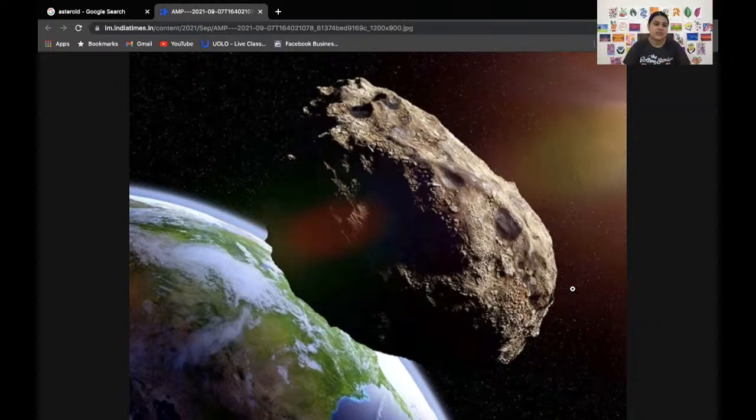Asteroids can vary in terms of size. They can be really, really large or they can be smaller. But asteroids don't tend to be as large as planets. They tend to be much smaller than planets in general. Now, what is an asteroid? What does it basically mean?